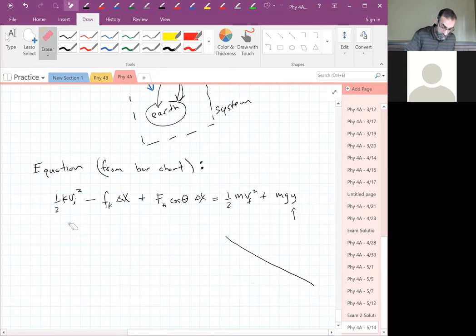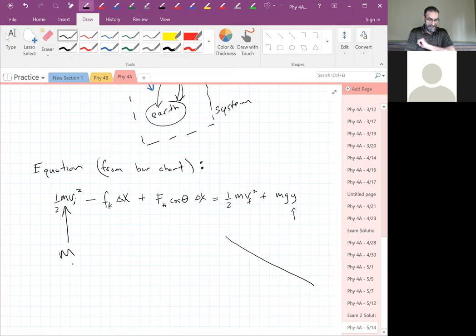Oops, thank you. That's an m, 1/2 mv squared. I was thinking kinetic energy, and then I changed it to 1/2 mv squared, and then I combined the two. Okay, there we go, m, thank you.